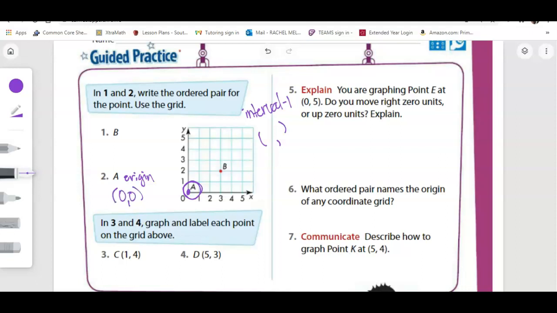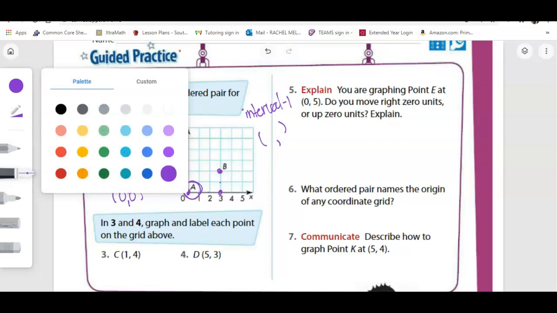And then I need to find B. Remember, when I'm graphing in this first quadrant, I go over and then up. So I start at 0, I go over, so it's 3 right here. My first number in the ordered pair is 3, and then I go up. This is up 2, so the ordered pair there is (3, 2).